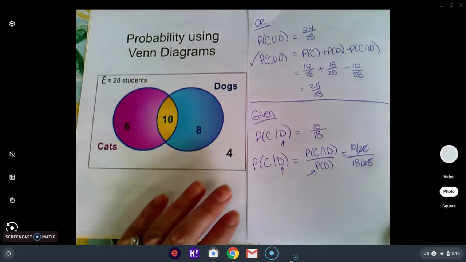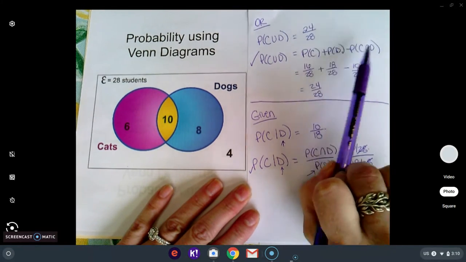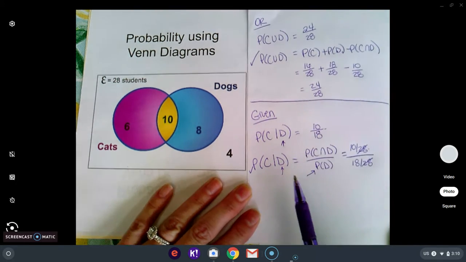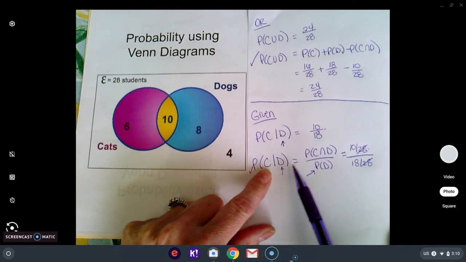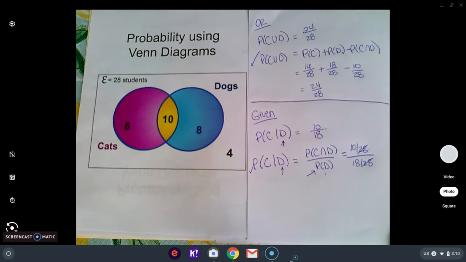Okay, so these are our two formulas. We have a formula for or, which is C plus D minus intersection. We have a formula for given: intersection over the given gives you your conditional probability.